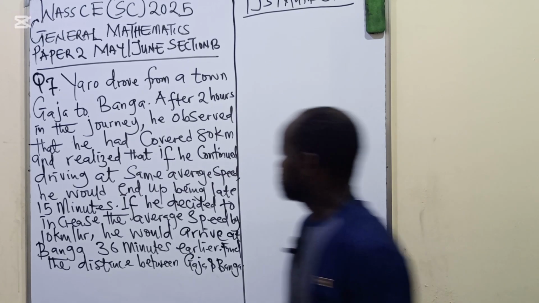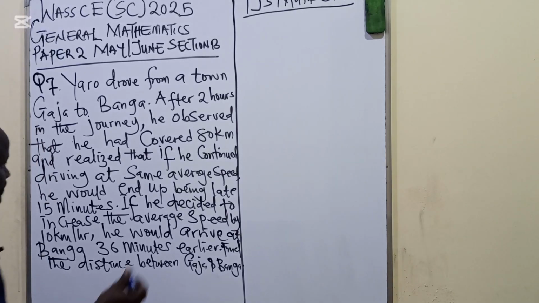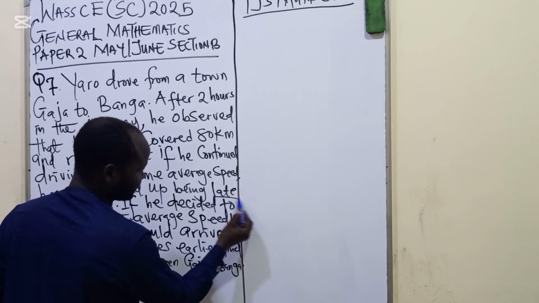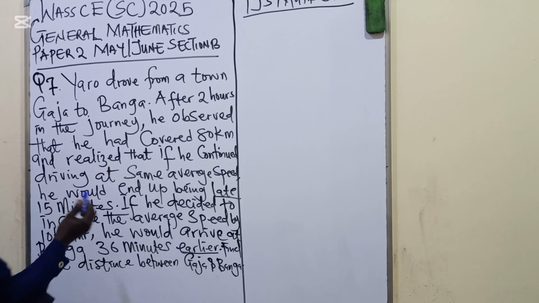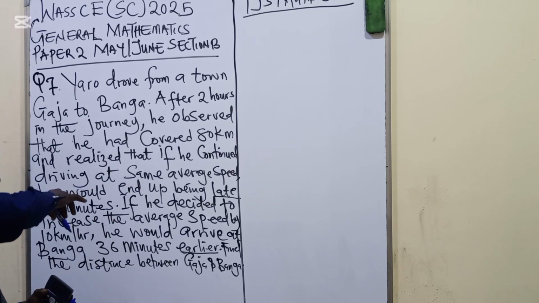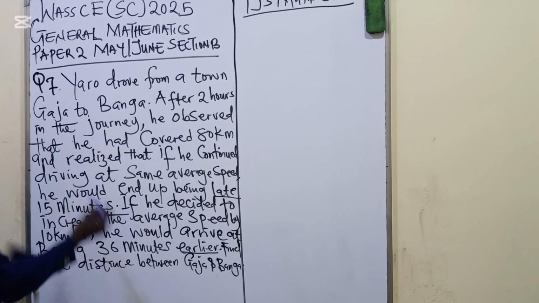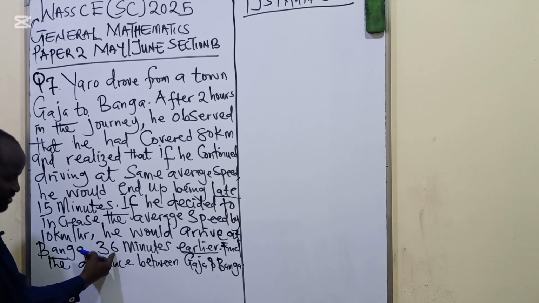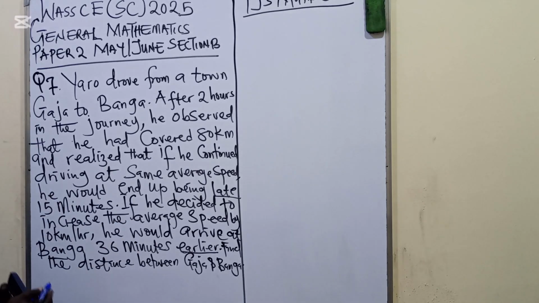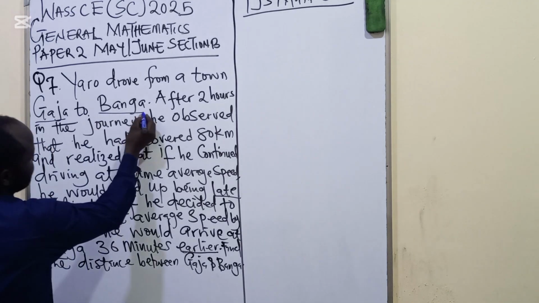First thing to do, you have to understand when we talk about late and earlier. When somebody is late, meaning more time will be required, meaning this 15 minutes, we have to add it to the time. But when somebody is earlier, you have to minus the time, like we have to minus the 36 from the required time. But the first thing for us to do, we have to draw from a town, Gaja, to Banga. So there are two towns here. We have Gaja, then Banga.